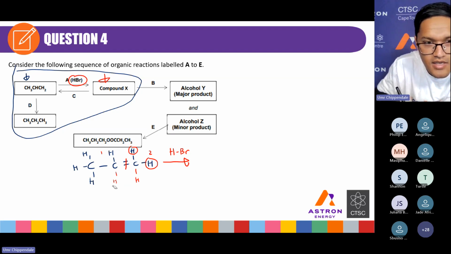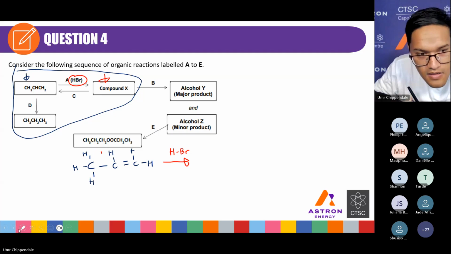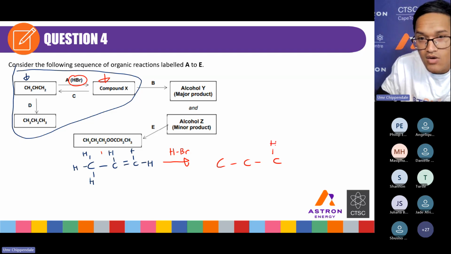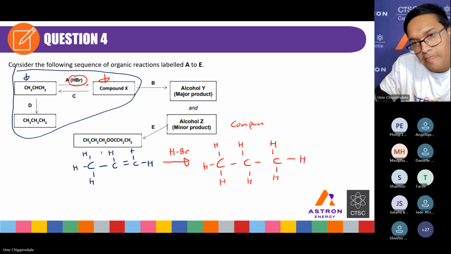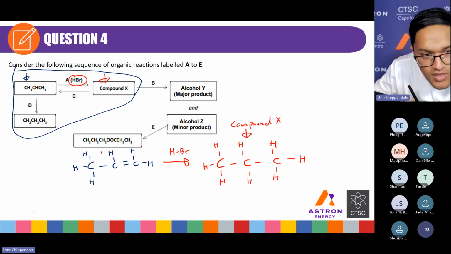So we can take that away. It will be C, single bonded now, and these are all our hydrogens over here. And this is what we're going to have as our compound X. Right, compound X, it's this one here. So we're only dealing with that.